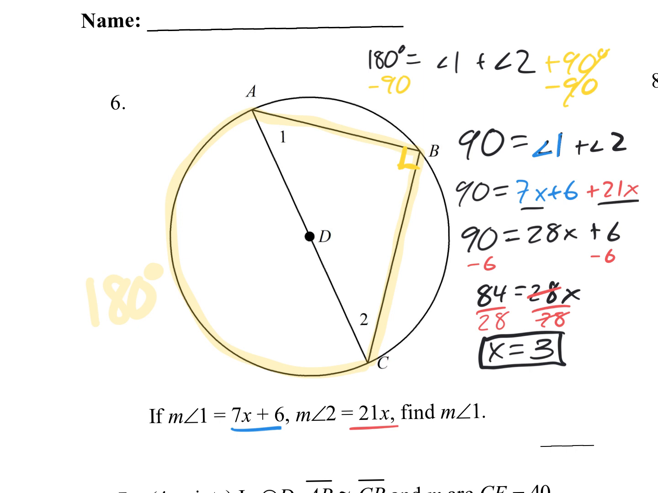Now that is not the answer to this question. It's very easy for students to just go, oh, yeah, the answer is 3, and think that they're done. But that's not it. What do they want? They want you to find the measure of angle 1. Well, to do that, you're going to take this 3 and plug it back into angle 1. So what does that give you? The measure of angle 1 equals 7 times 3, because we know x is 3, plus 6. That's 21 plus 6. 21 plus 6 is 27. So that's the answer we're looking for there.